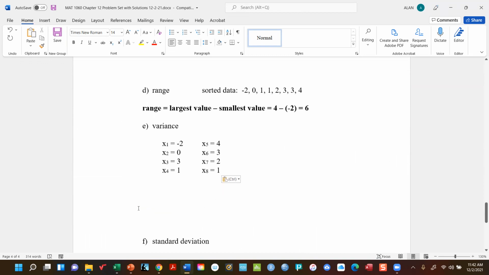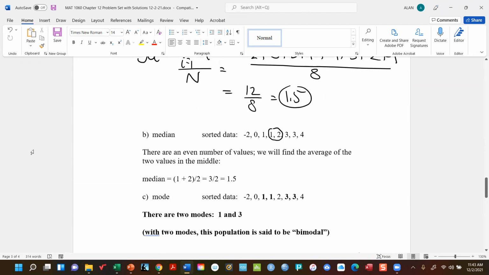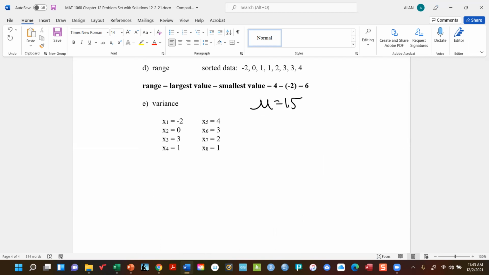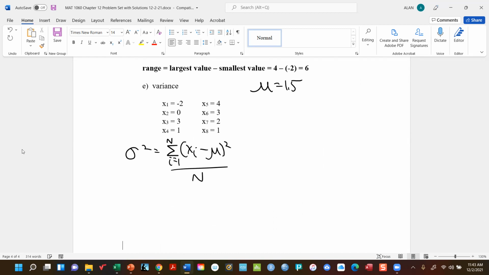All right, now remember too, we've already determined that the mean is 1.5 from up here. So that's been taken care of. So here's what I have to do now. First, let me rewrite for you the variance formula for a population. So now I have to go through them one at a time. And in each case, I'm subtracting the mean of 1.5.